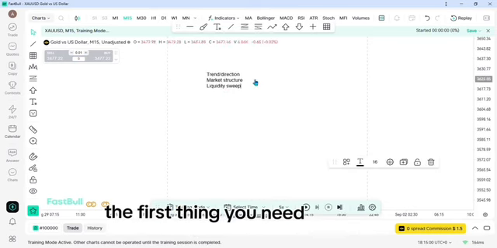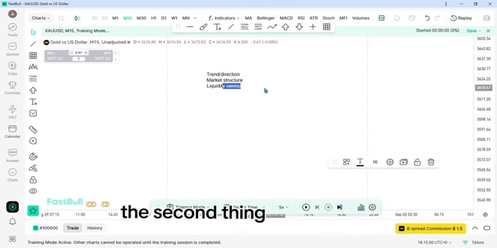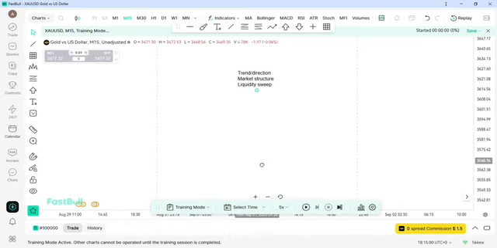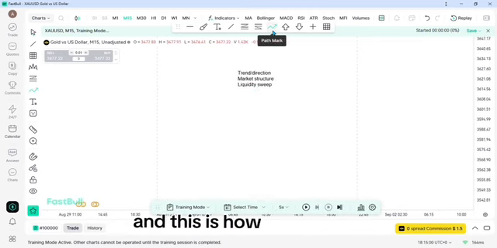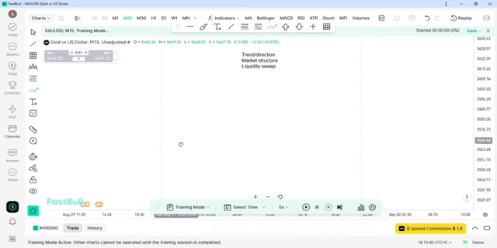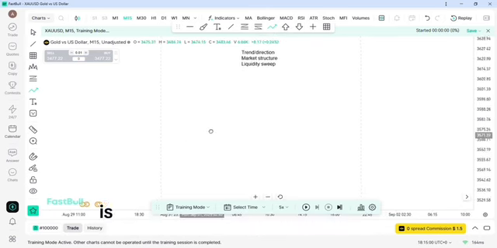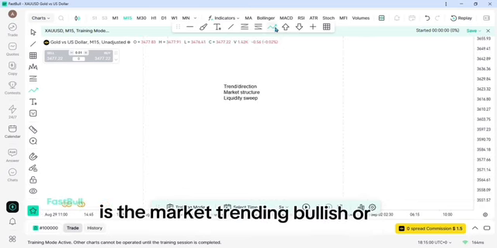The first thing you need is your trend. The second thing is the market structure. And the last thing is liquidity sweep. And this is how you do it. You first have to look for your trend. Is the market trending bullish or bearish?